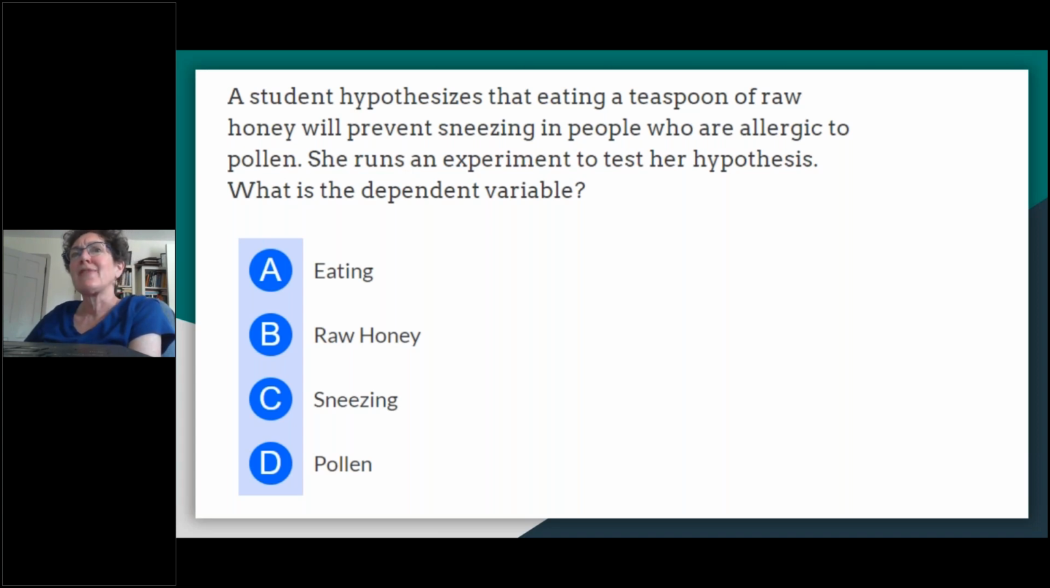She runs an experiment to test her hypothesis. Her hypothesis is eating a teaspoon of raw honey will prevent sneezing in people who are allergic to pollen. So let's think, what is it that she is changing? What is the experimenter changing? The sneezing. She hopes that she will notice a change in sneezing.